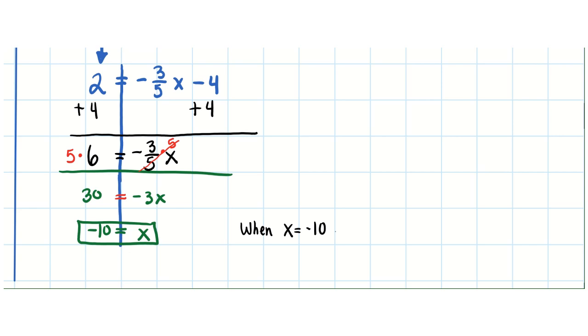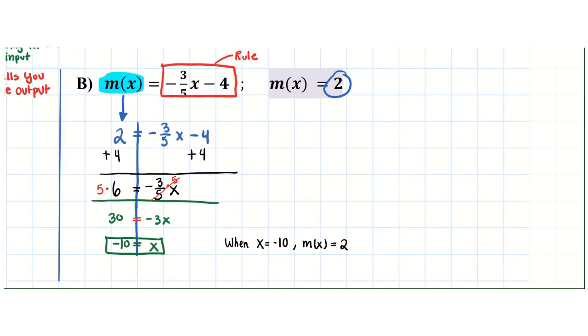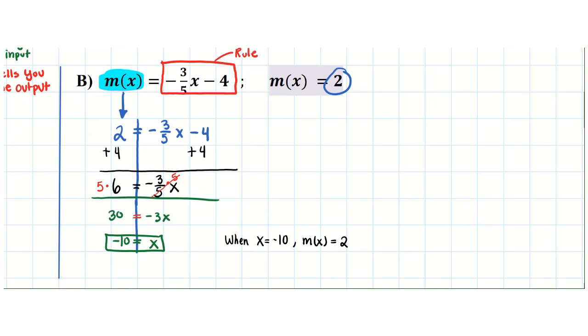And remember, you can always go back in and plug it into your equation to find out if you got it correctly. So when we input negative 10 into our rule, then it comes out as 2. So now you know how to find the input when you're given an output.